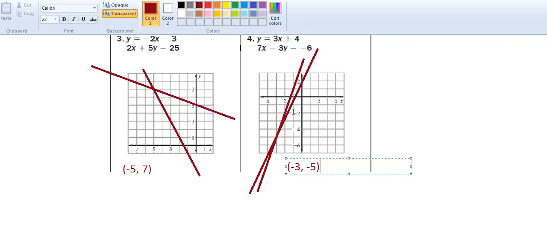Now, on any of these, if they don't work out right, you've got the wrong point. That means that you graphed wrong. That's why you check it, and then you go back and graph it correctly on the next try.